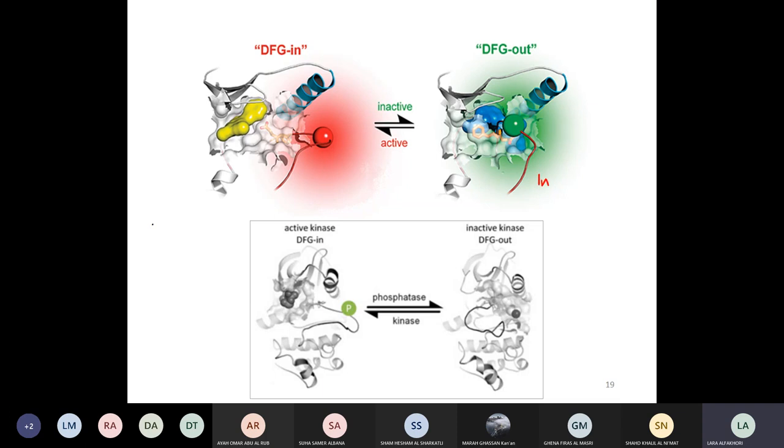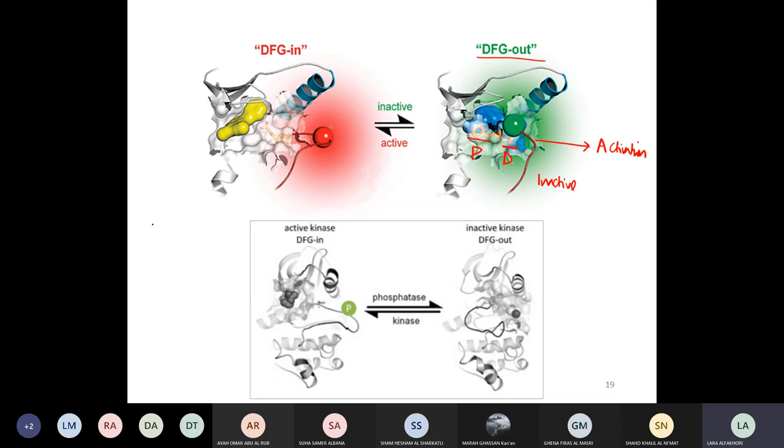Now in an inactive conformation, the one you see here colored in green, this red loop is the activation loop. The DFG motif is on another loop. What matters is this segment here, which represents the aspartic acid, and this phenylalanine. Notice the aspartic acid is pointing away from the ATP binding site. That is why we call it DFG out.